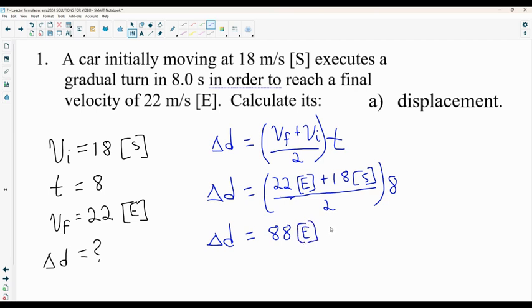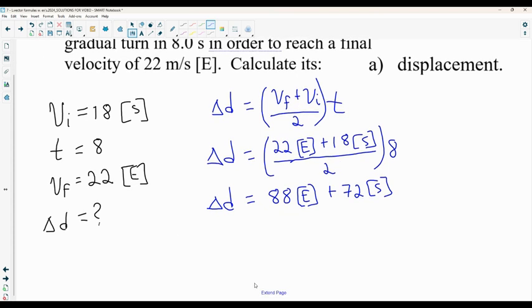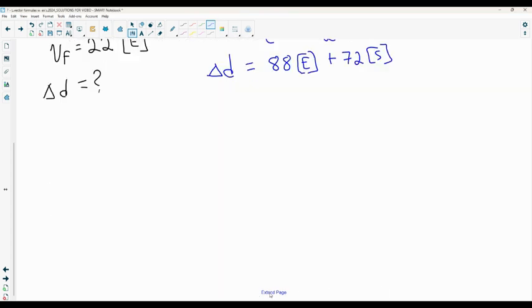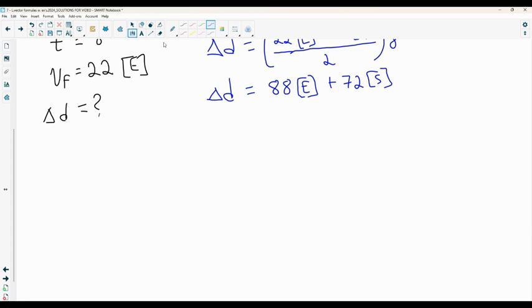And then I've got 72 to the south. Okay, now this is a pretty simple vector addition, right? We've got two vectors. They're at right angles to one another. We can just draw a picture of that. So let's do that. Let's extend our page a little bit and draw ourselves a nice little picture.